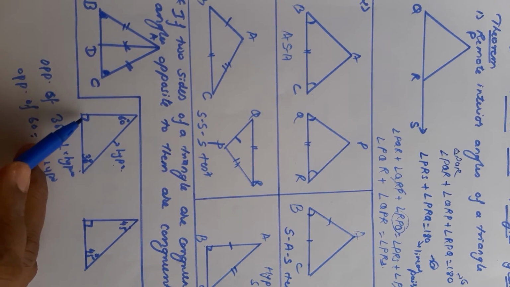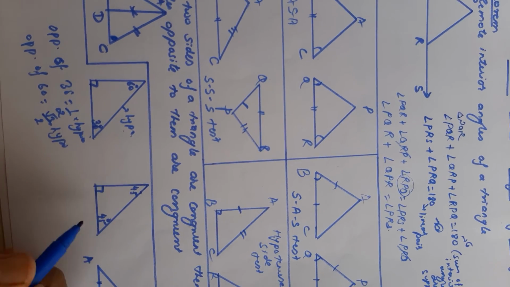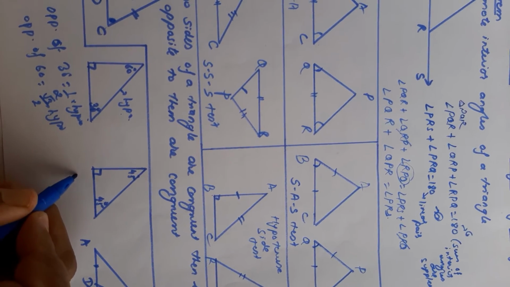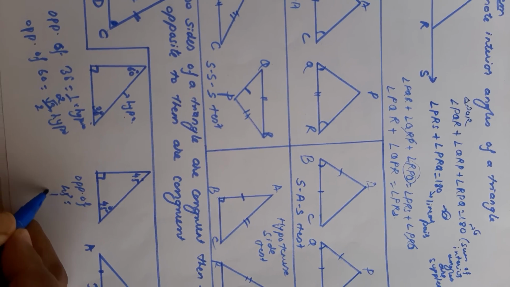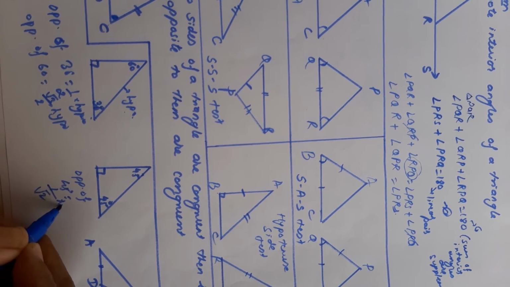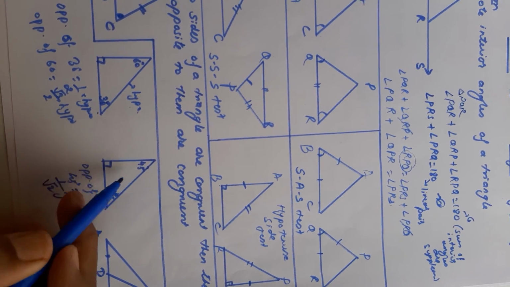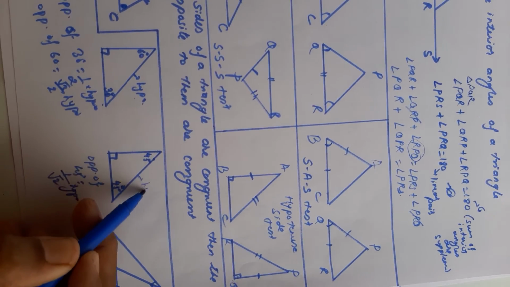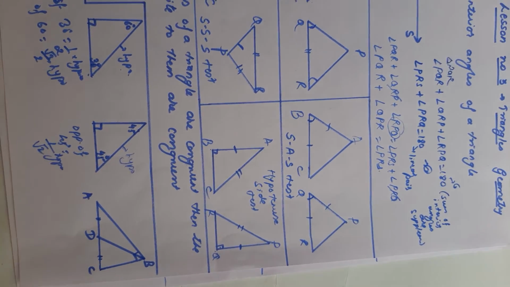This is the side opposite 30, this is the side opposite 60, and this is the hypotenuse. This holds when it is a right angle triangle. Next is the 45, 45, 90 triangle. In this, the side opposite 45 degrees is equal to 1 upon root 2 times the hypotenuse. These are the sides opposite the 45 degree angles, and this is the hypotenuse.